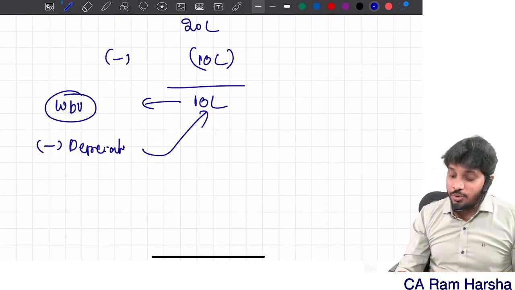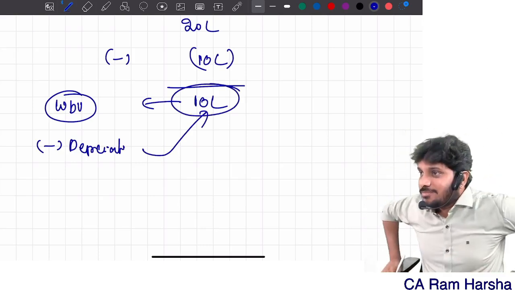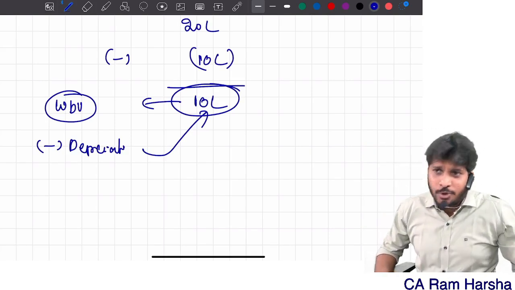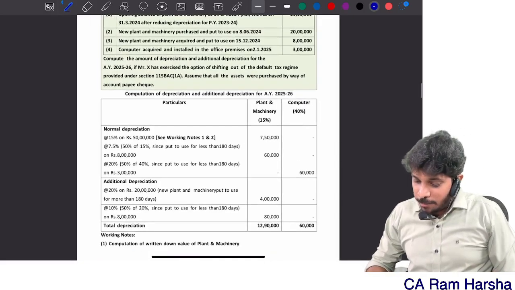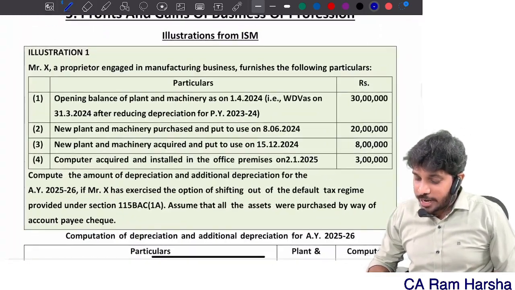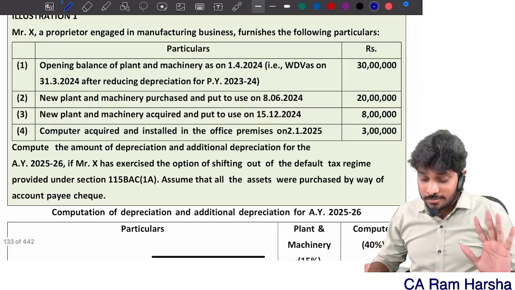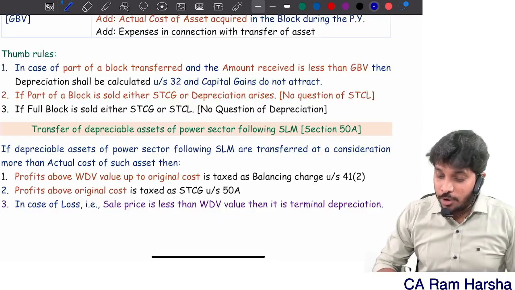How to compute depreciation on the written down value? That we need to discuss now. Correct? All of you? Shall we do a problem and then understand this? Yeah. We will do a problem on this and then understand. Do not look at the answer at all.